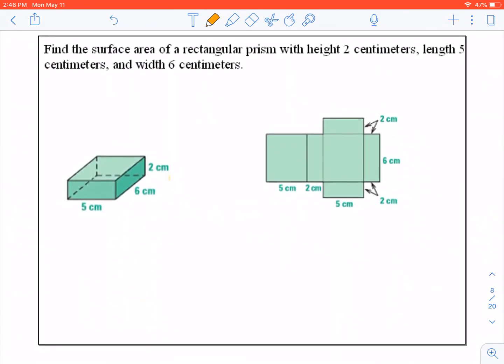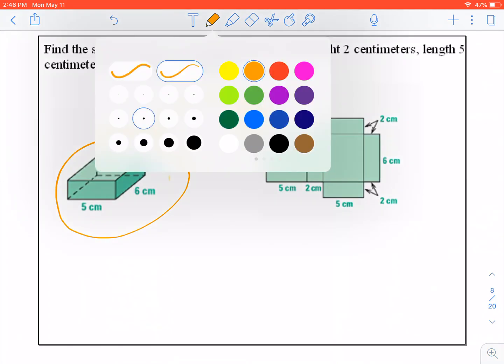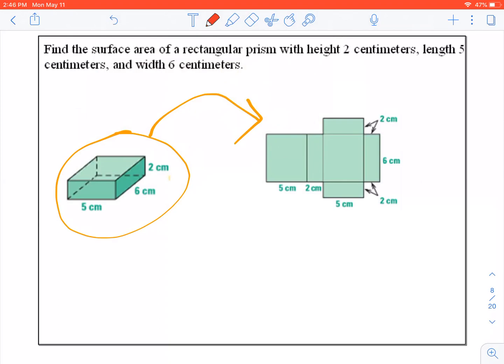So our next example says to find the surface area of a rectangular prism with a height of 2 centimeters, length of 5 centimeters, and a width of 6 centimeters. So they've already done the net for us. They've taken our drawing here and made it into our two-dimensional shape. To find the surface area of it, all we're going to do is find the area of each one. So we have 5 by 6, which is 30, 2 by 6, which is 12. We have 5 by 6, which is 30. We have another 2 by 6, which is 12. We have a 5 by 2, which is 10, and another 5 by 2, which is 10.